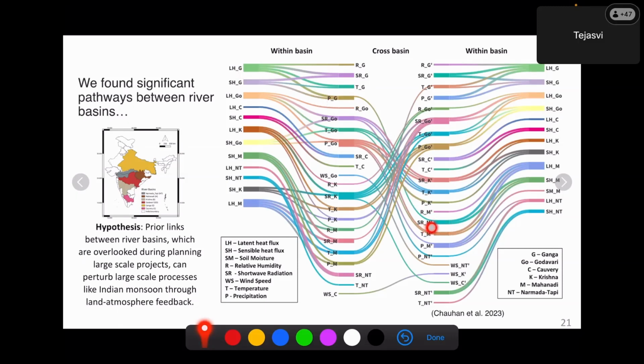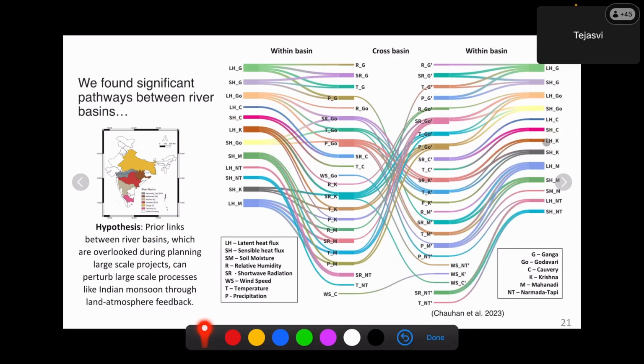So as winds carry moisture to different river basins, they can change the cloud formation there, and hence solar radiation, which can ultimately lead to changes in latent heat flux on land of Mahanadi basin. So these kinds of pathways are already existing before you interlink rivers. So next, we hypothesize that since prior links already exist between river basins, if we physically transfer water from one basin to another, shouldn't these links actually lead to changes in other basins as well, if these links exist?